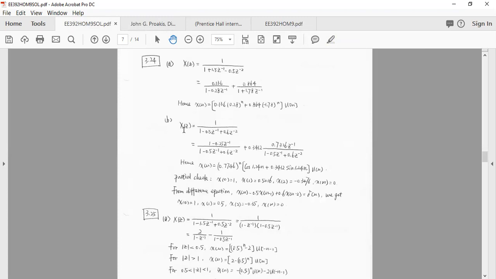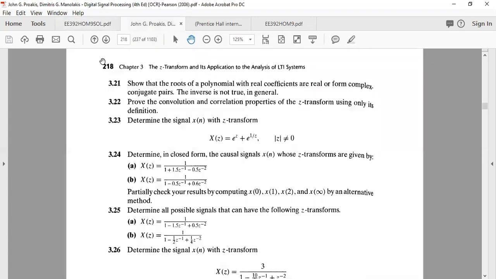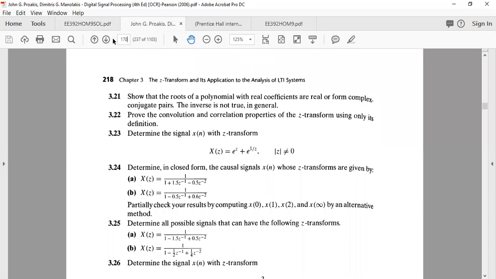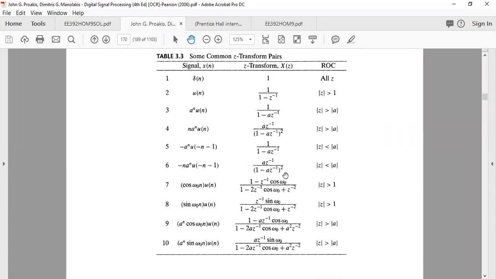For part B, X of z is equal to 1 upon 1 minus 0.5 z to the power of negative 1 plus 0.6 z to the power of negative 2. We cannot factorize this denominator in this case, so rewriting this into partial fractions would be difficult. So going back to page 170 of your textbook, you can see that we have something similar to that.